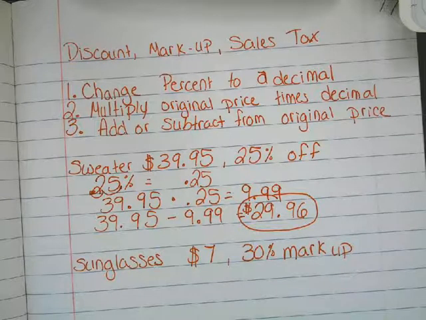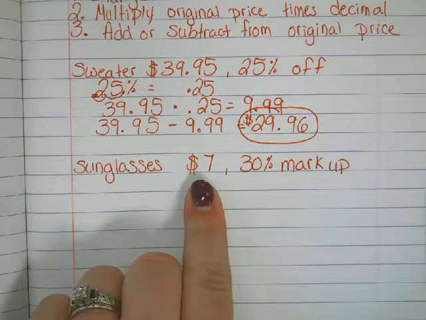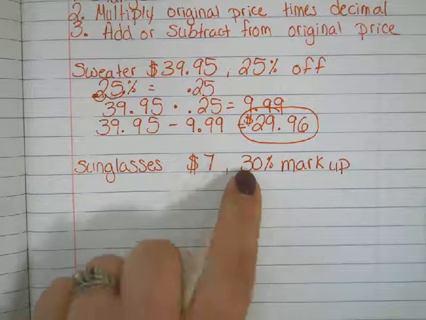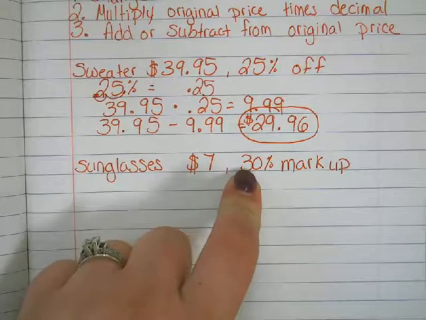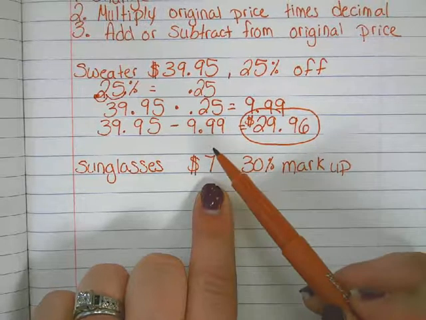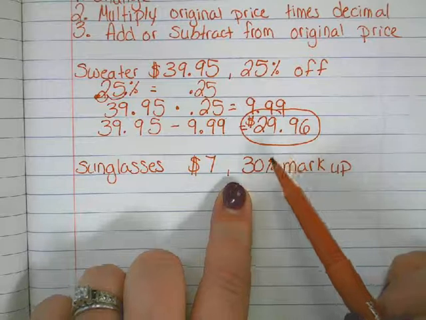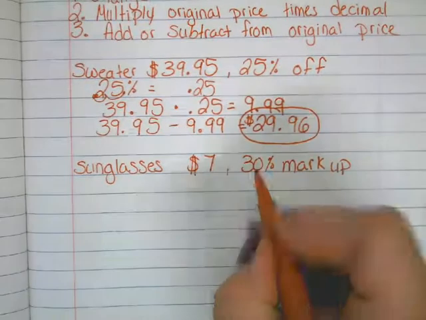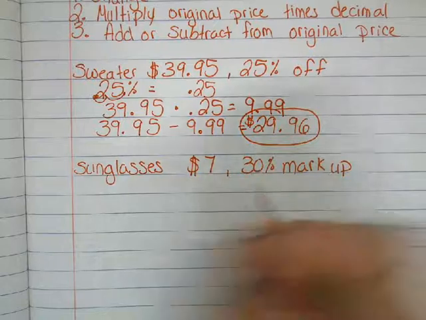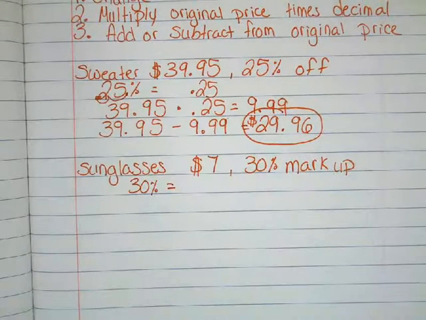Okay, so this $7, that's what, let's say, Target is paying for the sunglasses. But they need to make money off it, so they're marking that price up 30%. Okay, so $7 is how much Target's paying for it, but they're not going to charge you $7. They're going to charge you this markup price. Okay, so I'm taking my percent and changing it to a decimal. So 30% as a decimal is what? 0.30 or 0.3, either one.